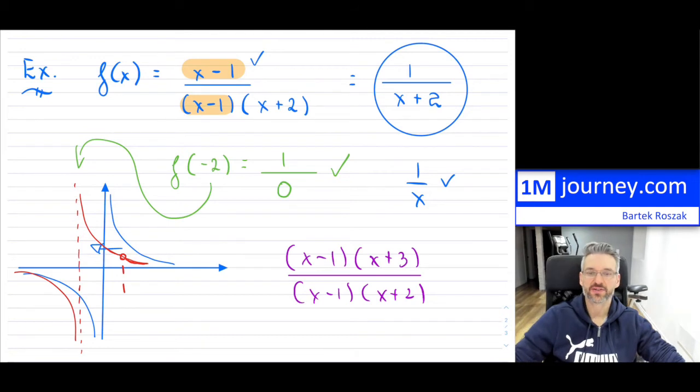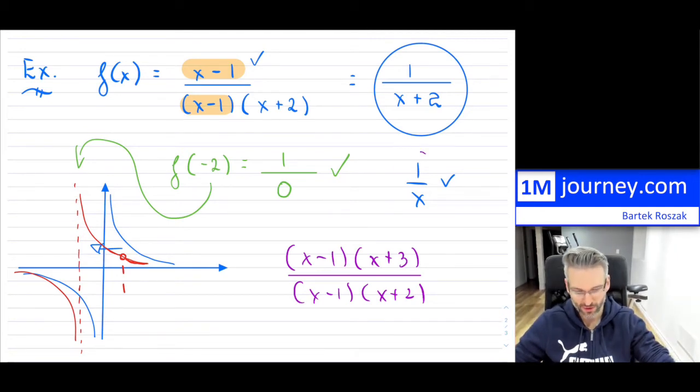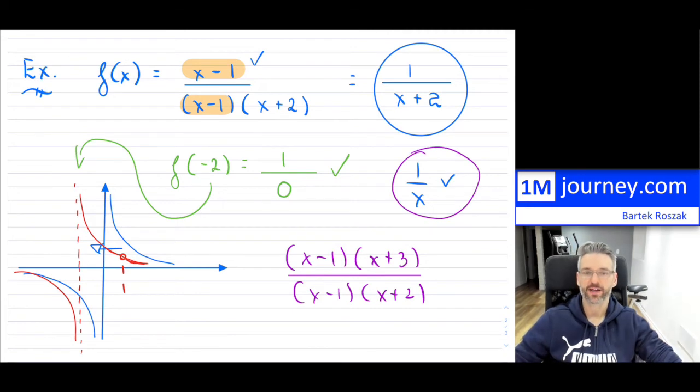So in this case, clearly this is no longer a parent function, right? 1 over x, because we added that x over 3 in the numerator. But we still have a 0 in the denominator at negative 2. So x is equal to negative 2.